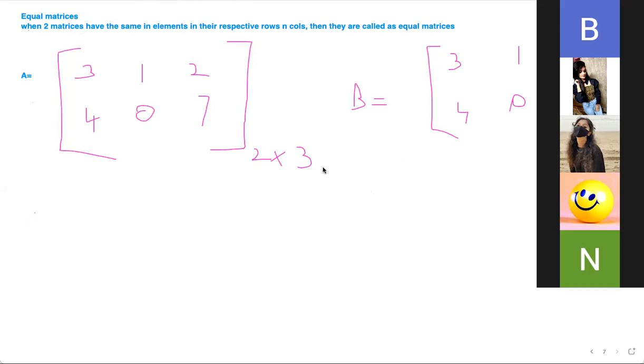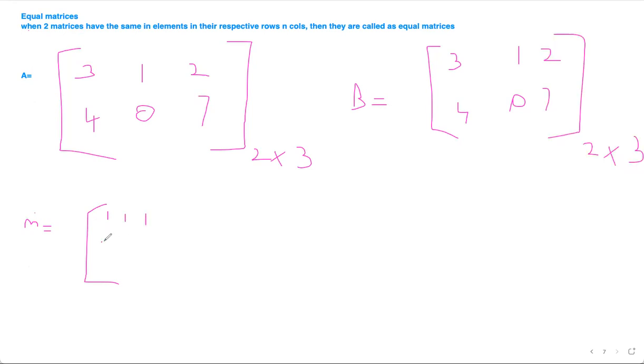We saw equal matrices. एक दो और example दे देती हूँ and then I will proceed. M is equal to 1, 1, 1, 2, 2, 2, 4, 4, 4. What is the order of this? 3 by 3. Correct. 3 by 3.